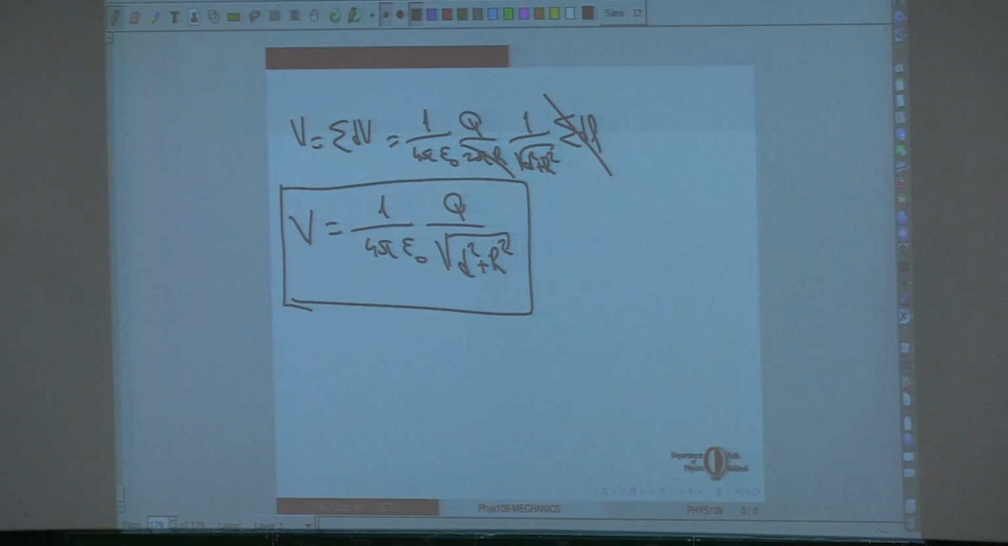If the charge was at the center, I would only get Q over d. But I don't get Q over d. Of course, if I am at a very, very far away distance from the charge, that is when d is much, much larger than r, I can just neglect r, and then I just end up having Q over d.